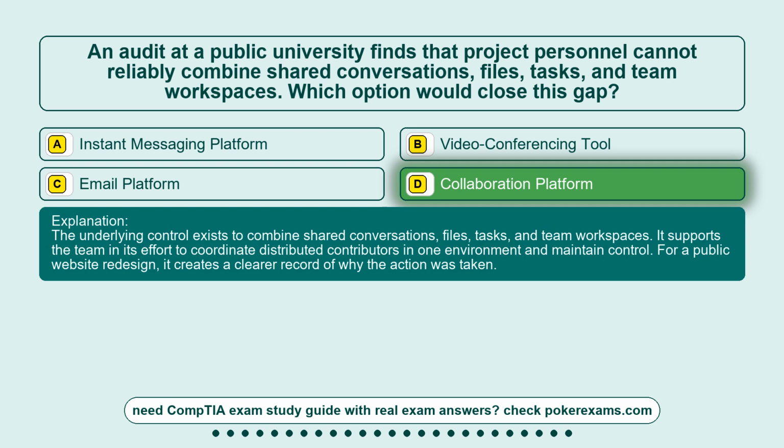The underlying control exists to combine shared conversations, files, tasks, and team workspaces. It supports the team in its effort to coordinate distributed contributors in one environment and maintain control. For a public website redesign, it creates a clearer record of why the action was taken.